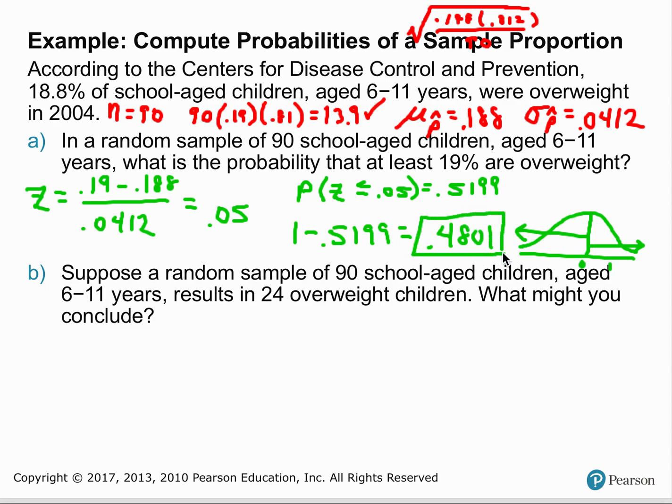All right. So the probability that at least 19% are overweight in this sample of 90 school-age children from 6 to 11 is like 48%, 0.4801. Okay? Suppose a random sample of 90 school-age children from 6 to 11 results in 24 overweight children. What might you conclude?